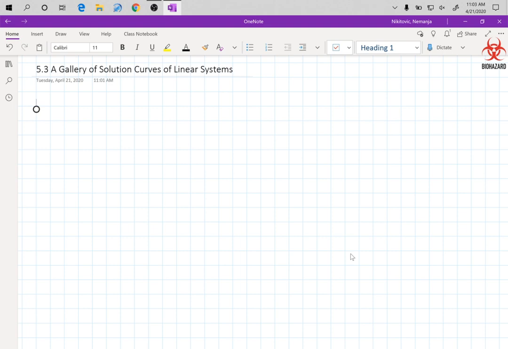Hello and welcome back to differential equations. This is section 5.3, a survey of solutions, solution curves for linear systems. Now, let's first see what it means to have this section at all.